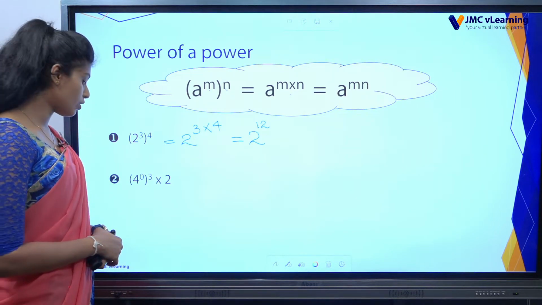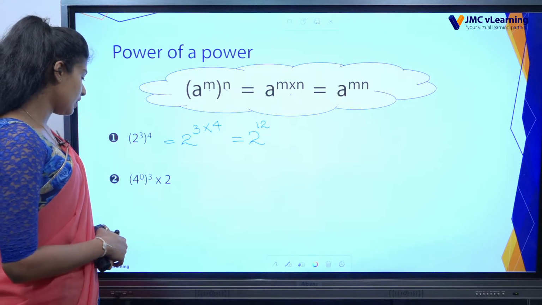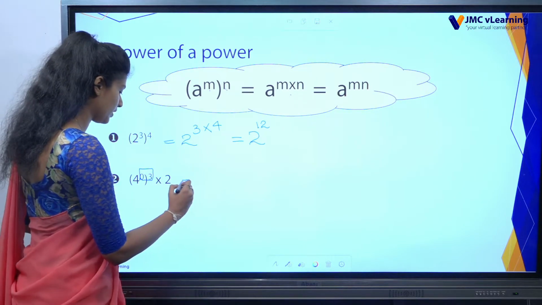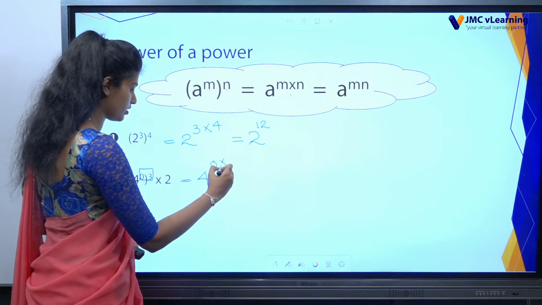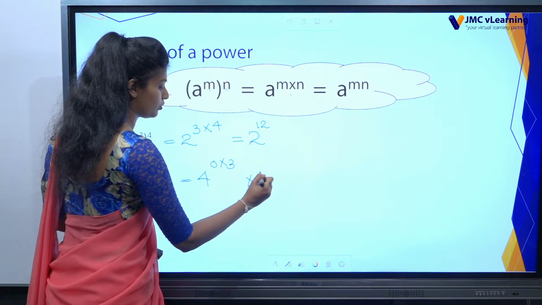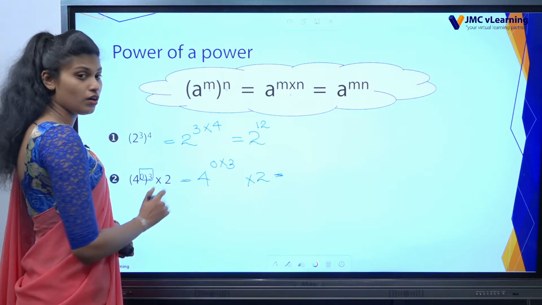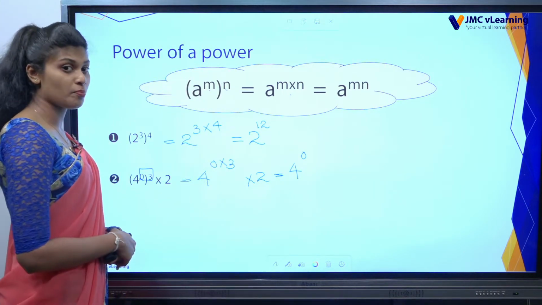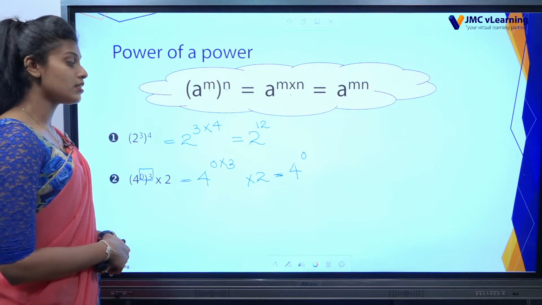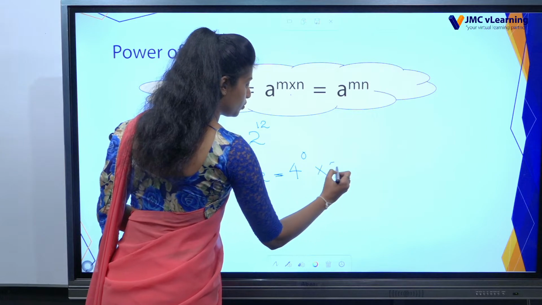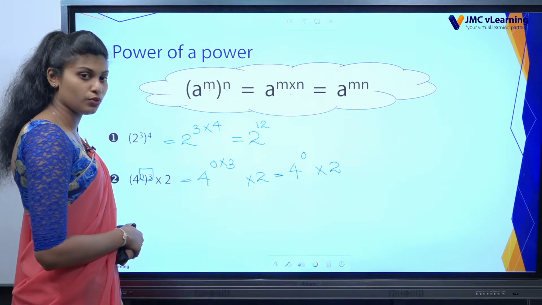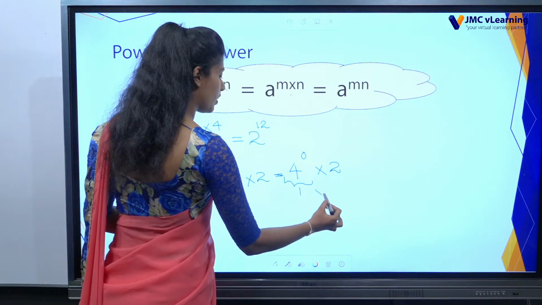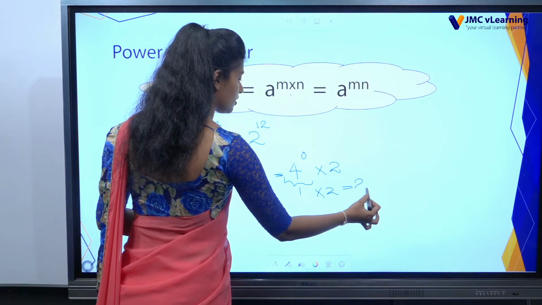Then 4 to the power 0 to the power 3 into 2. Here the powers are 0 and 3. These two you have to multiply. Then 4 to the power 0 into 3 into 2. Then 0 into 3 is equal to 0. When you multiply any whole number by 0, the answer is 0. Then multiply it by 2. Then 4 to the power 0. What is the answer? Earlier we have learned it is 1. Then 1 into 2. The answer is 2.